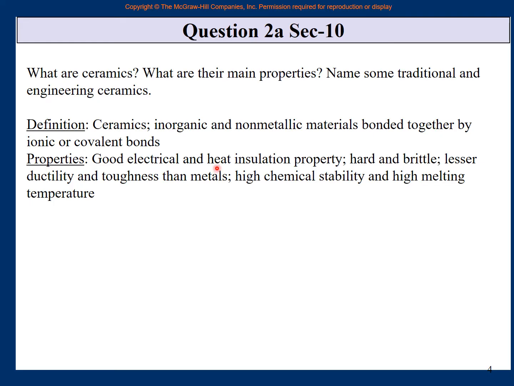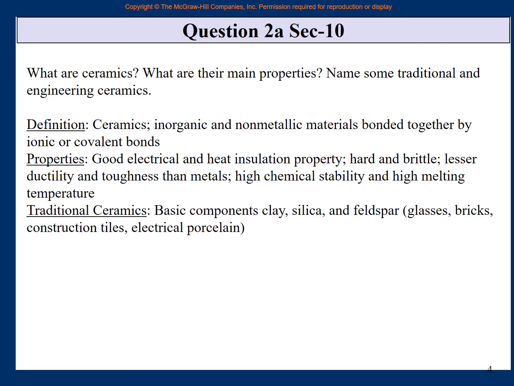Main properties, electrical and heat insulation. They are not good conductors, but they are very good insulators for electricity and heat. They are very hard but brittle. Because they are brittle, they have low ductility and low toughness compared to metals. They have high chemical stability and high melting temperature or high temperature resistance. So these are some of their major properties. They have other things also, of course.